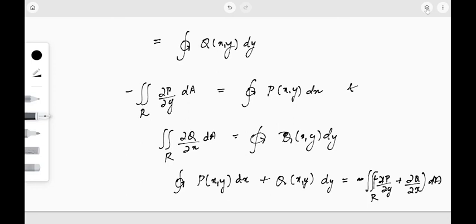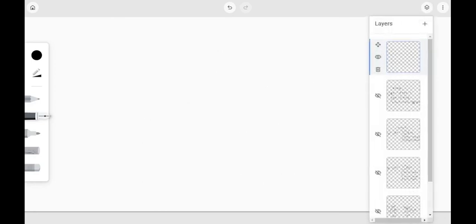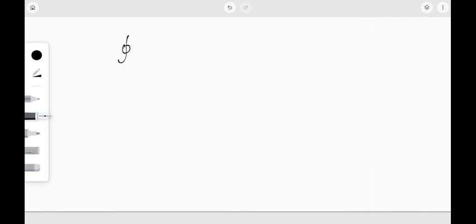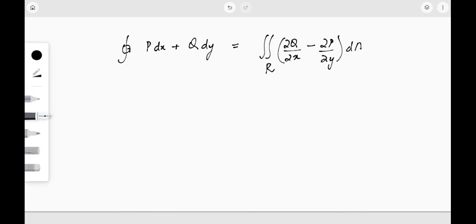Or I can also write this as, how can I write it? I can write integral over c p dx plus q dy is equal to double integral over r, I'm just interchanging the negative sign, dou q by dou x minus dou p by dou y into dA. Okay, so I hope the proof is clear for you all.